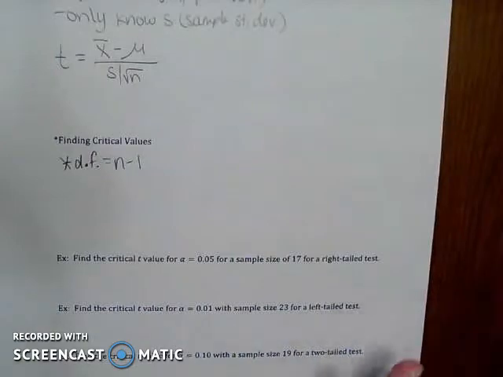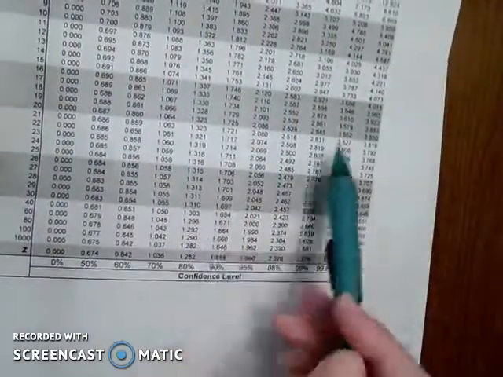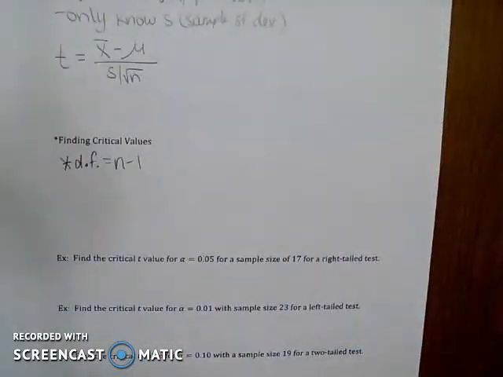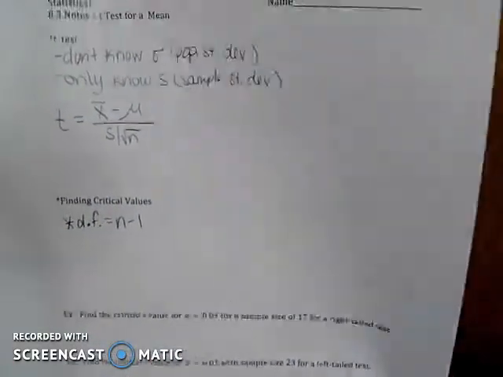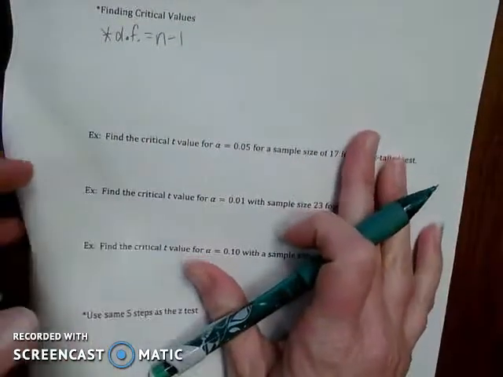All right, so the other thing is it only gives you the positive numbers in here. So if it's a left-tailed test, you're going to have to do the negative numbers. Okay, so we're going to practice this.